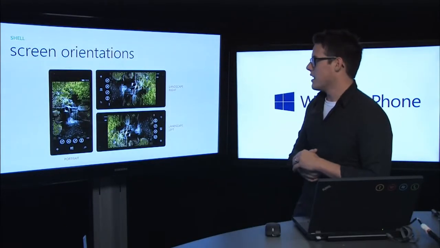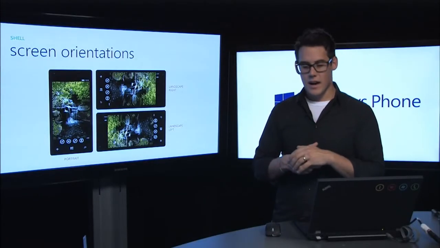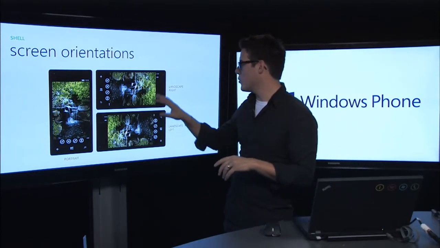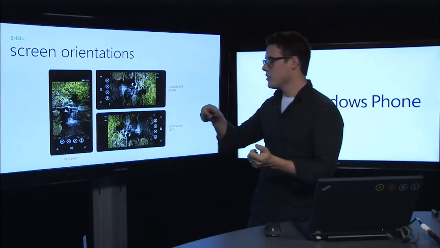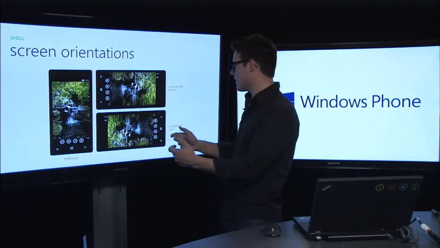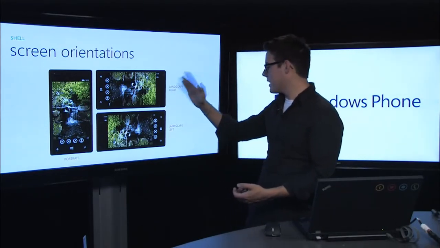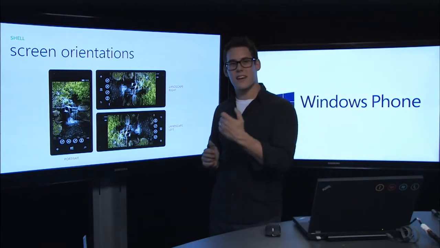Screen orientations. Like most smartphones today, you can rotate a Windows phone and get different layouts. By default, we have portrait, and then we have two types of landscape: landscape to the right and landscape to the left. Portrait is the default layout, and panoramas, pivots and other pages will work really well with landscape left and right. When you go landscape right, the app bar moves over to the left to be closer to your thumb on your left-hand side, and the system tray is on the right. If you go landscape left, the app bar will be on the right-hand side and the system tray is on the left.